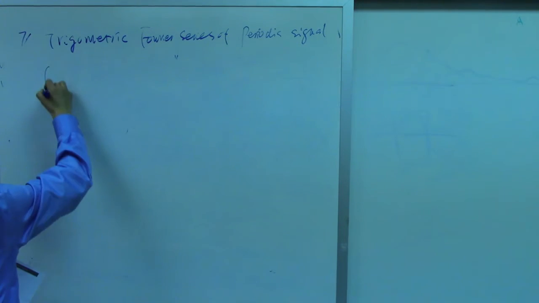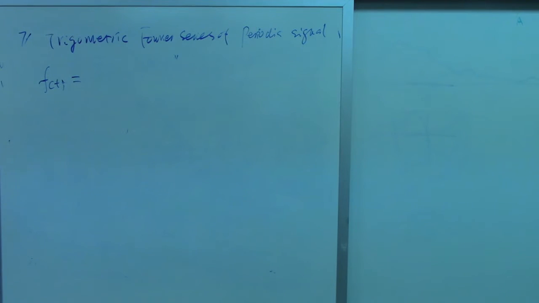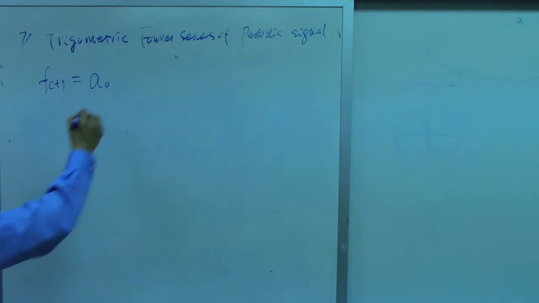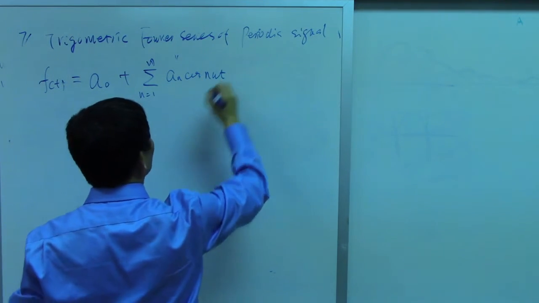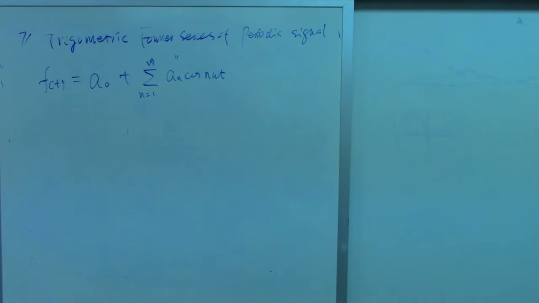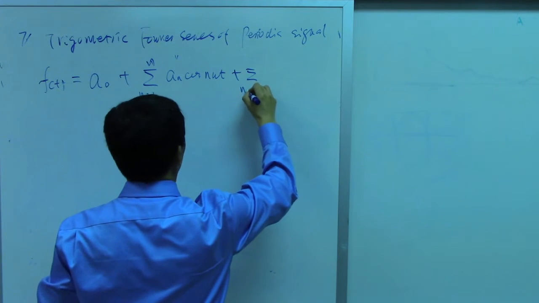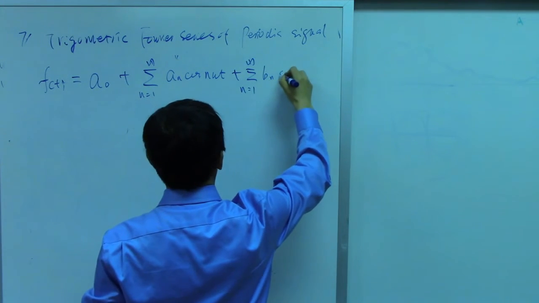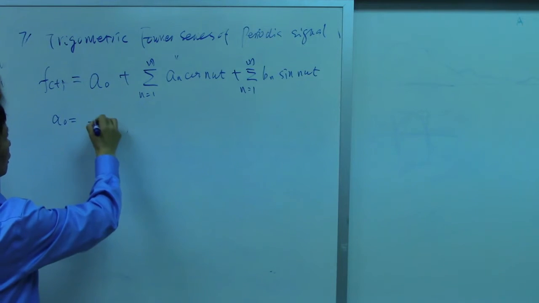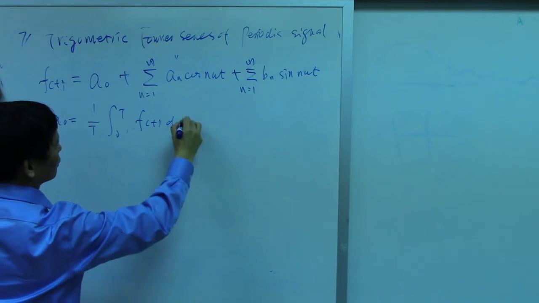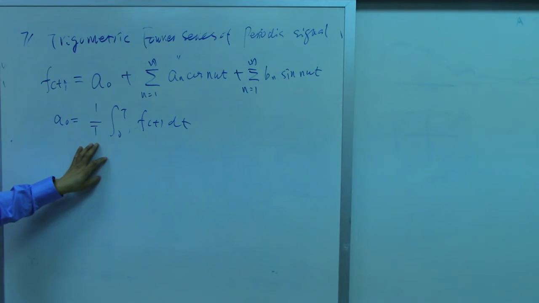The definition is: if we have a time domain signal f(t), we can represent this signal with a trigonometric Fourier series. The first part is the DC component. The signal in general will have a DC component. Then we have infinite terms, n equals 1 to infinity, a_n times cosine n omega t. Those are the cosine terms. And we have b_n times sine n omega t, the sine terms. We have a formula to do this. For example, a_0 equals 1 over T, integral from 0 to T of f(t) dt. This is the DC component.